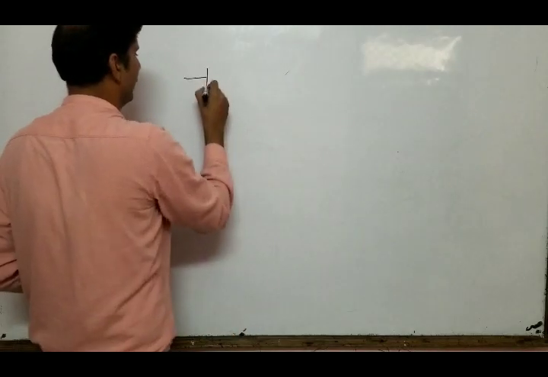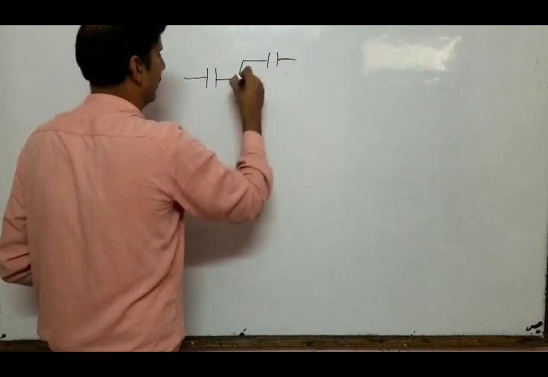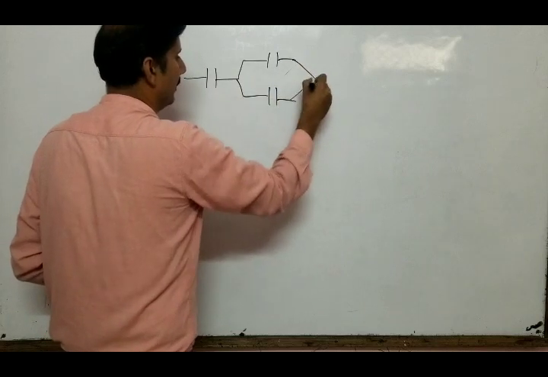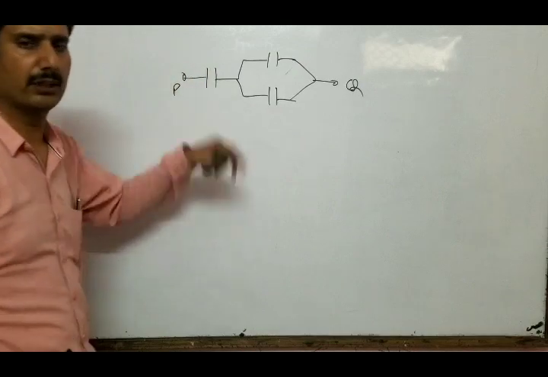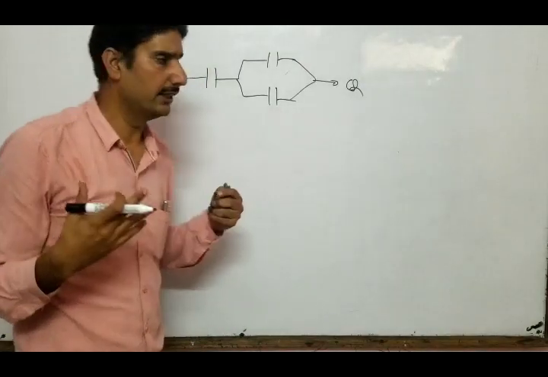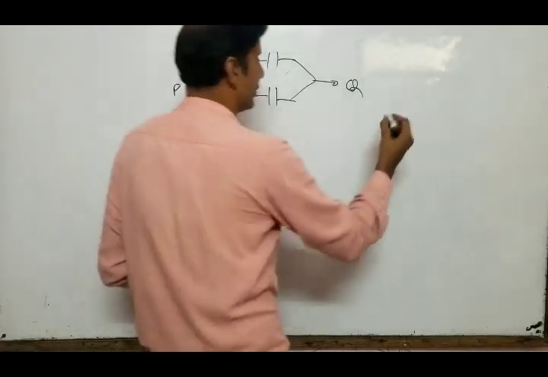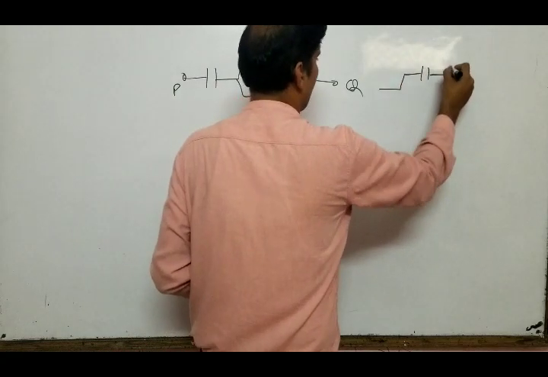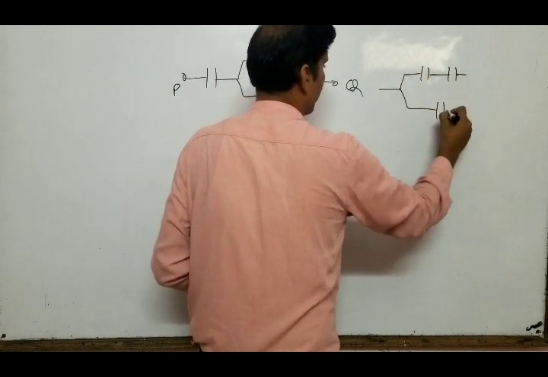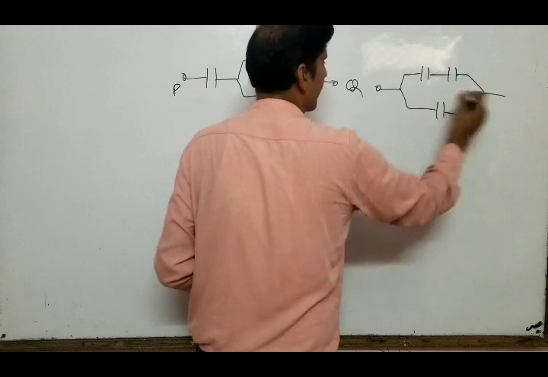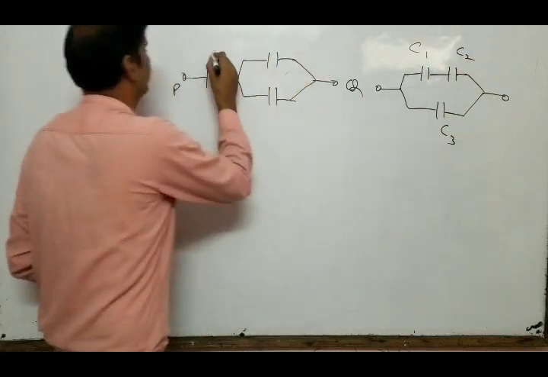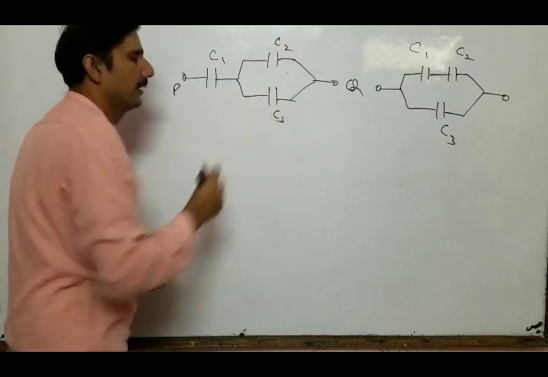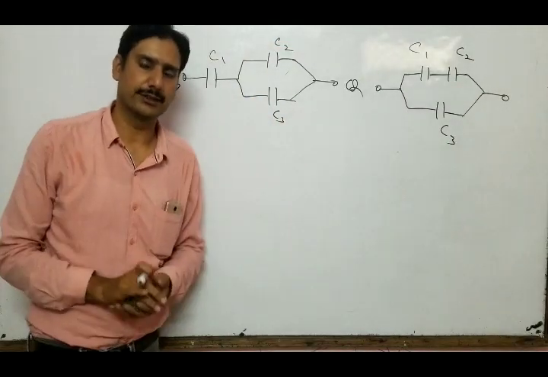What about this? How do you solve effective capacitance between P and Q? I'll write down the values. But you should compare this question with this question. How these two questions are different.